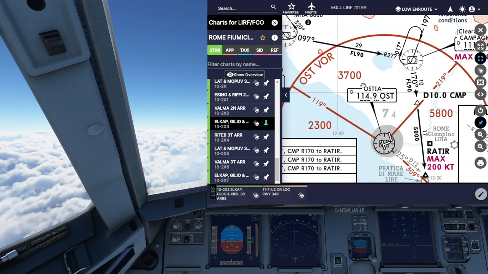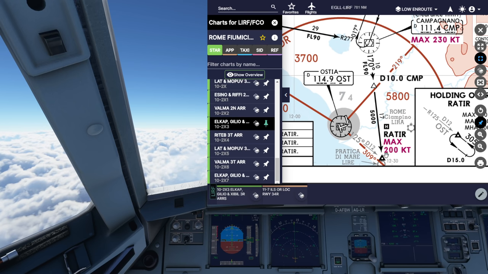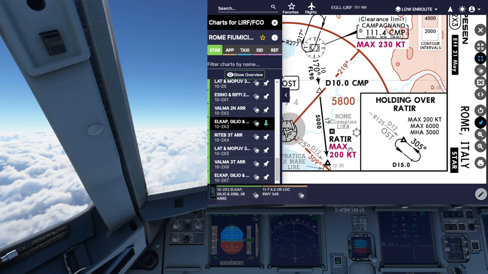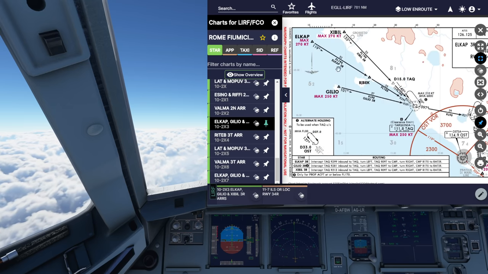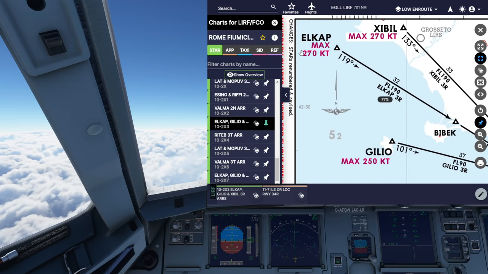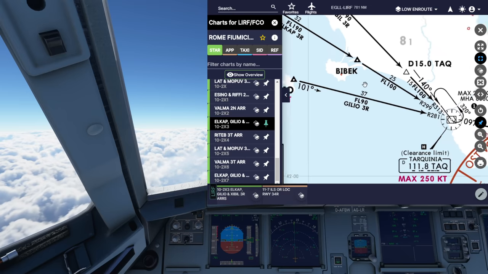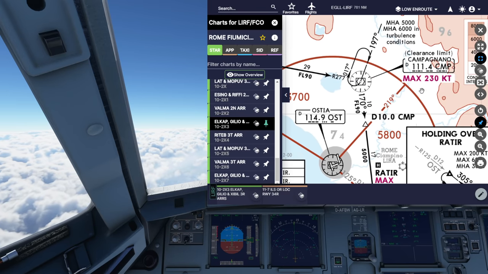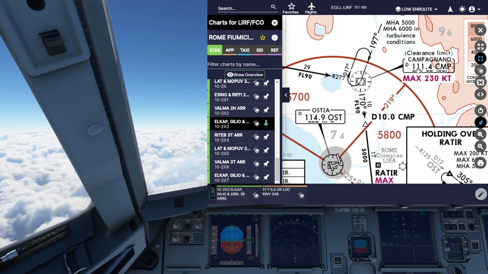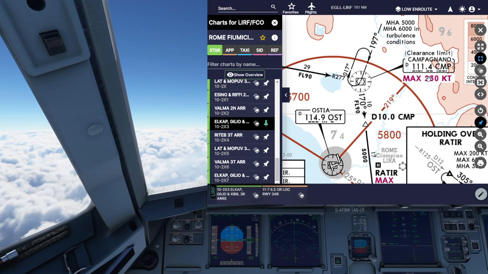Great. So clearance limit there, and then RATIR isn't actually a clearance limit, but there we go. Some other things we can see here that are useful for us. Speed limit, 270 knots up here. As we come down this arrival, we know the holding speed limit is 210 knots, but actually the clearance, if we go to the Campagnano VOR, it's 230 knots.